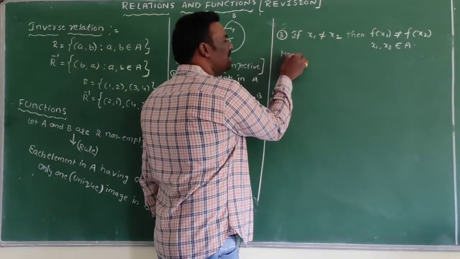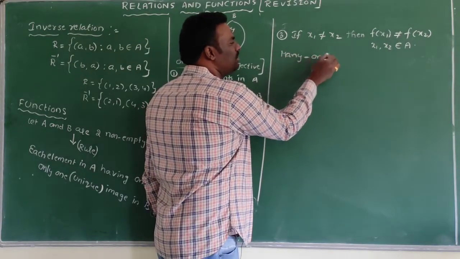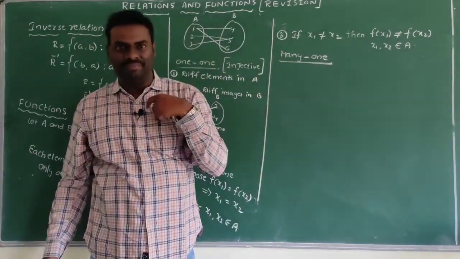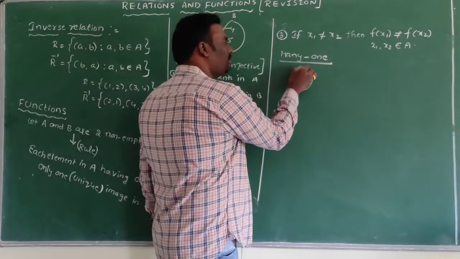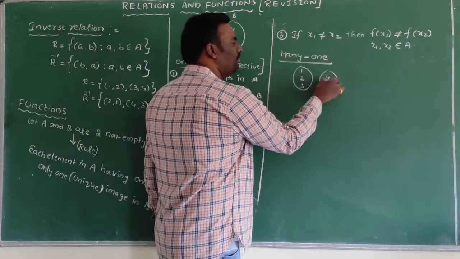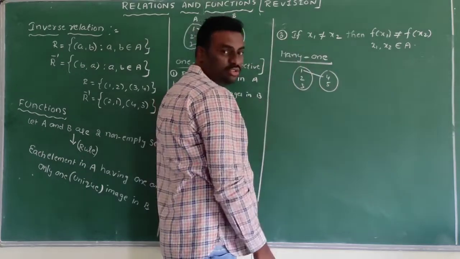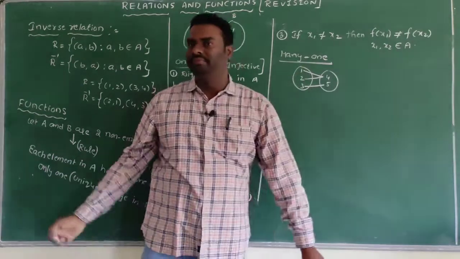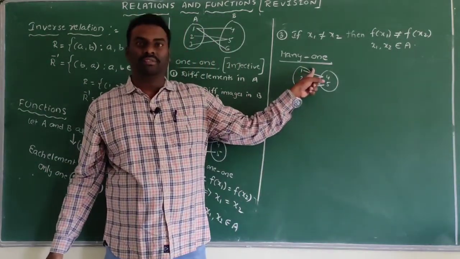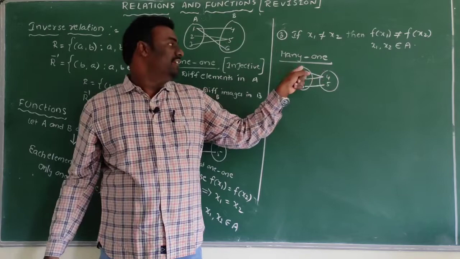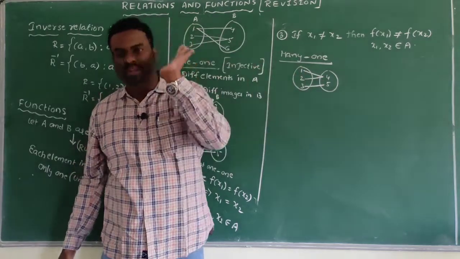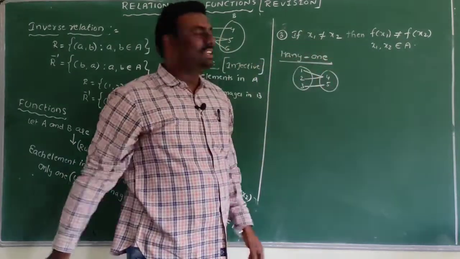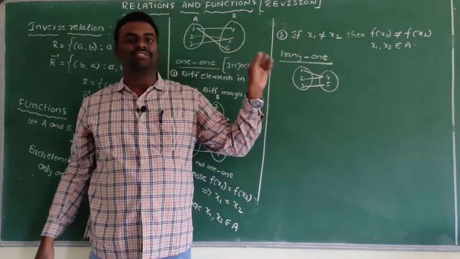Next, what is meant by many to 1? In this word only meaning is there, many elements having same image. I will give a simple example. 1, 2, 3, 4, 5. 1 is related to 4, 2 is related to 4, 3 is related to 5. This is not 1 to 1. Why? Because 1 function means different elements are having different images. But here different elements are having same image. That's why this cannot be considered as 1 function.